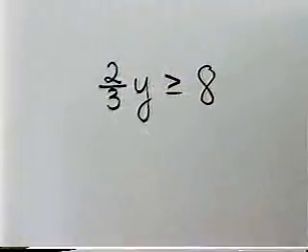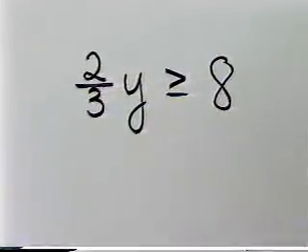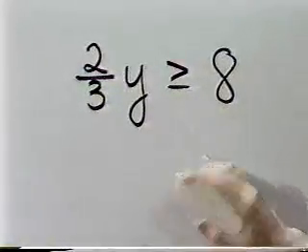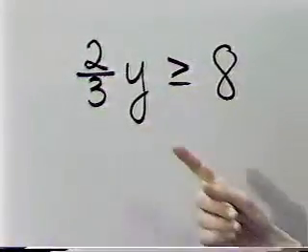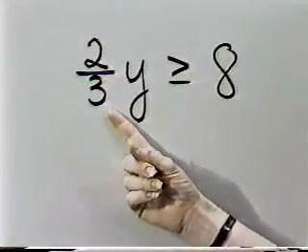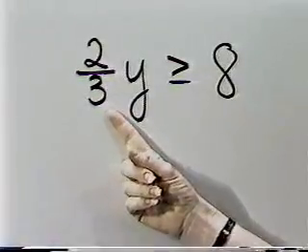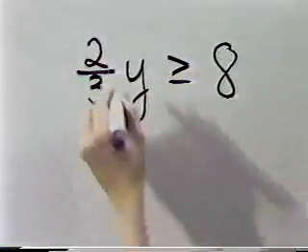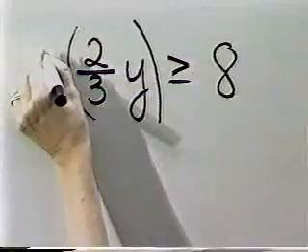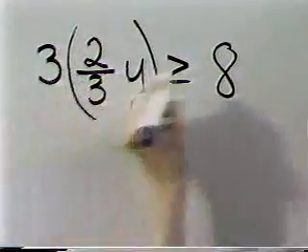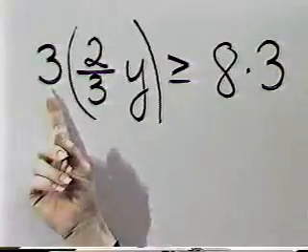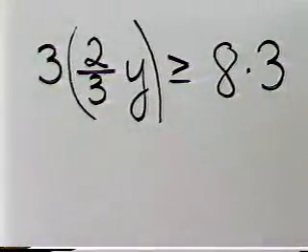Next, we want to solve 2/3 y is greater than or equal to 8. Remember the first step I gave you at the beginning of this tape segment, eliminate denominators. This time I have a denominator other than 1. I have a denominator of 3, so I'll begin by multiplying both sides of this inequality by 3. And let's see what happens. I'll multiply the left side of this inequality by 3, and don't forget you then must multiply the right side by 3.